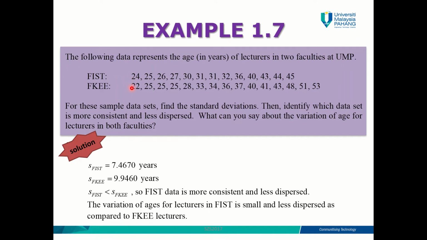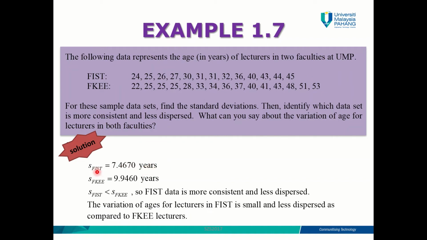What we want to do in this video is look at the variability. We want to compare the variability of the age of lecturers in FIS and FKE. So if you use your calculator to find the sample standard deviation for both data sets, you will get this. For FIS you will get 7.4670 years.